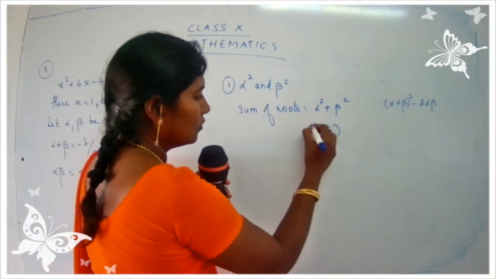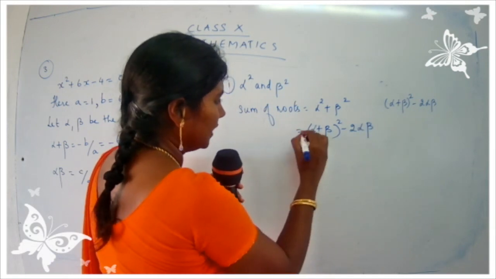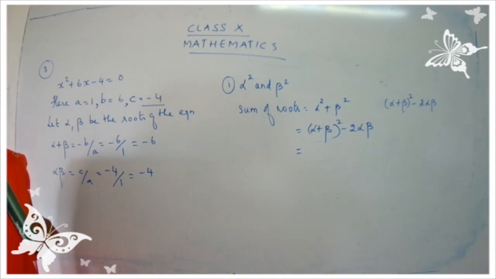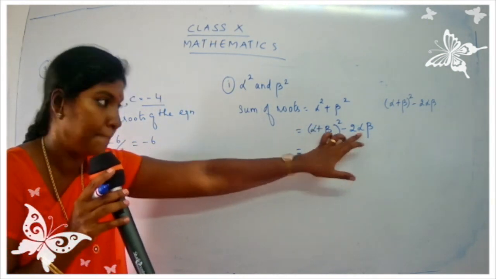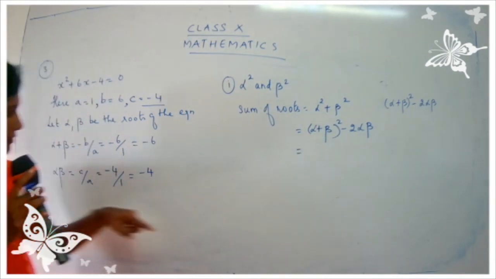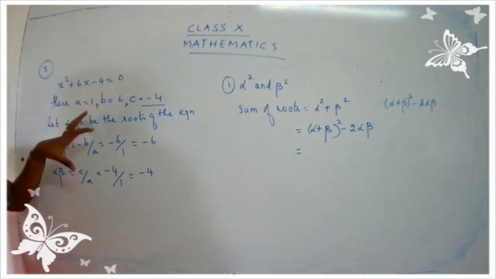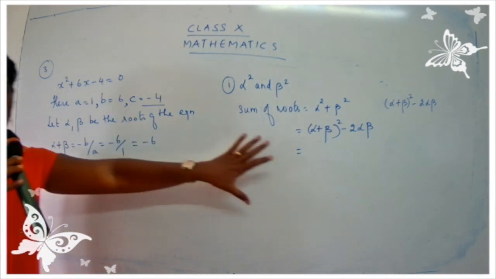Alpha plus beta the whole square minus 2 alpha beta. Okay. So we have substituted the formula. Now what are we going to do? We know the value for alpha plus beta and we know the value for alpha beta. This value can be taken from the previous equation. That is, we have already solved the equation and we have got the value for alpha plus beta and alpha beta. So what are you going to do? You are going to use these values over here.